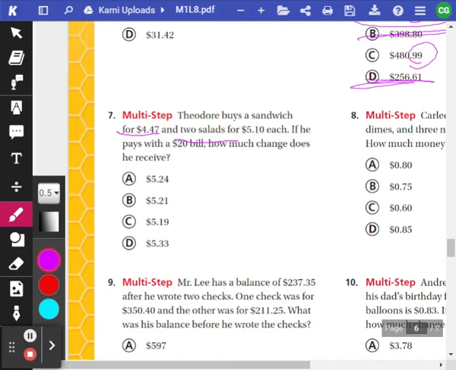So that's 7, 4, 5, 6. Bring down my decimal, my 4, and my 1. All right, and he's going to pay with a $20 bill.